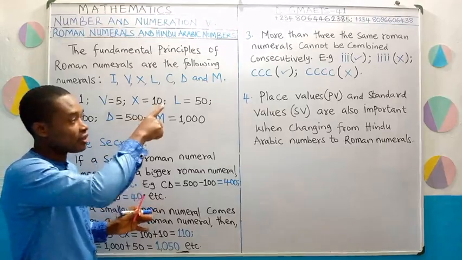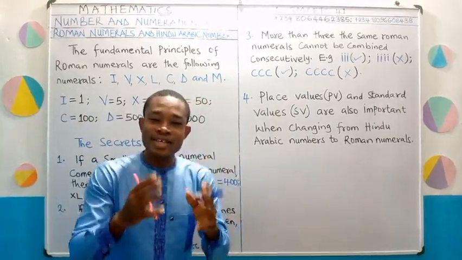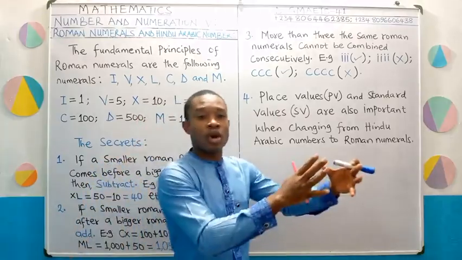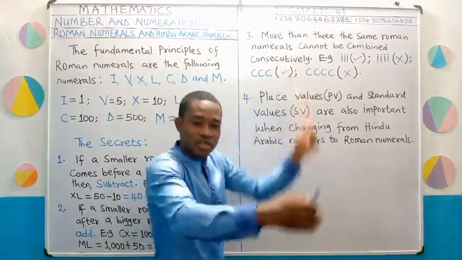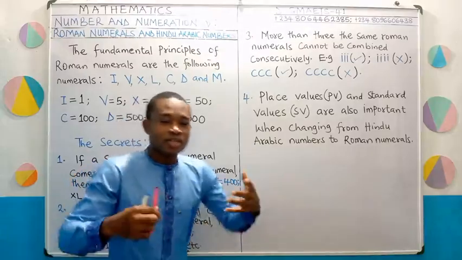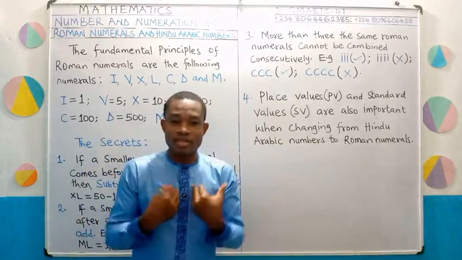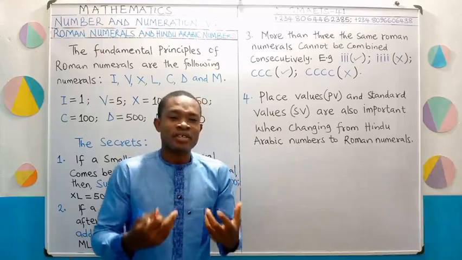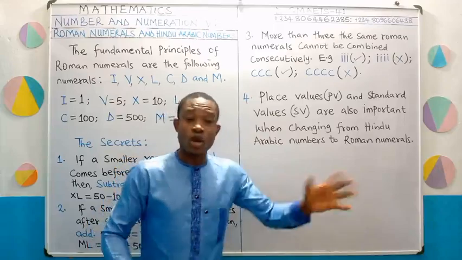Secret number 3. Can you combine more than 3 of the same Roman numeral just at once? That's the meaning of consecutively here. Consecutively. So this secret is telling you you can't do that. It is not allowed, at least that I know. So you cannot combine more than 3 of the same Roman numerals consecutively at once.